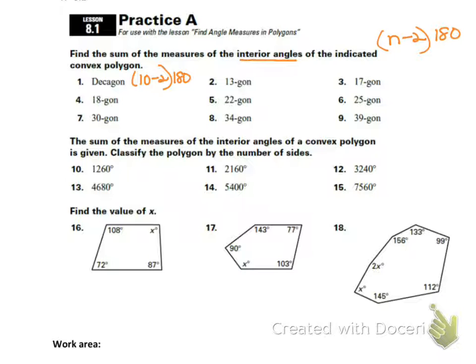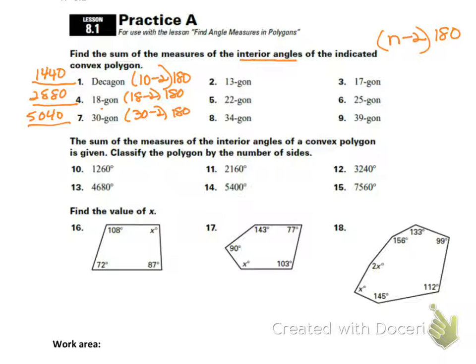And when you do that, you're going to get 1440. Okay? An 18-gon means it has 18 sides. So 18 minus 2 times 180, and that's going to give you 2880. So this is just doing multiplication. But you want to memorize this little formula, okay, so that you can get your answers all correct. So that's going to be your procedure every single time.